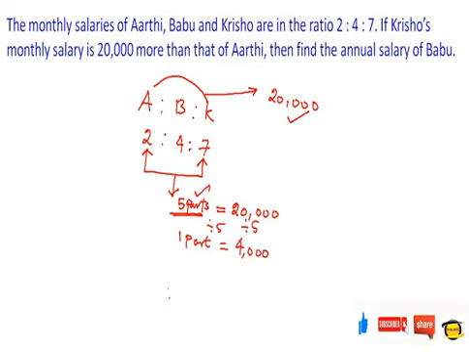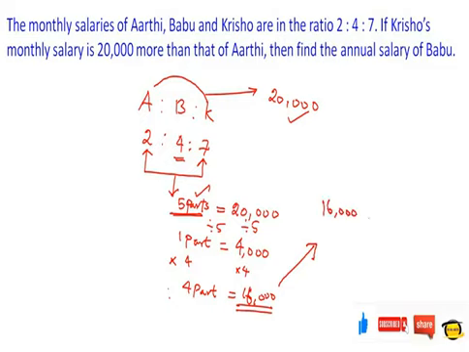So what is going to be the monthly salary received by Babu? Babu is receiving 4 parts of salary. So let's try multiplying 4 on both sides. So 4 parts of salary is going to be 16,000. So the monthly salary of Babu is rupees 16,000. Right? Now let's find out the annual salary of Babu by multiplying the monthly salary with 12. So that is going to be 1,92,000. That's it.